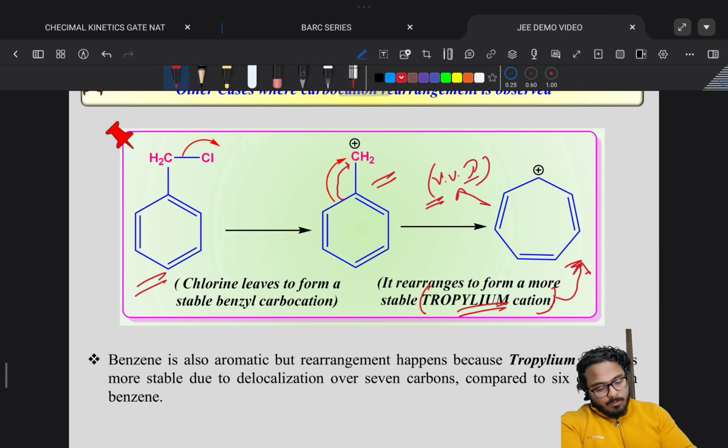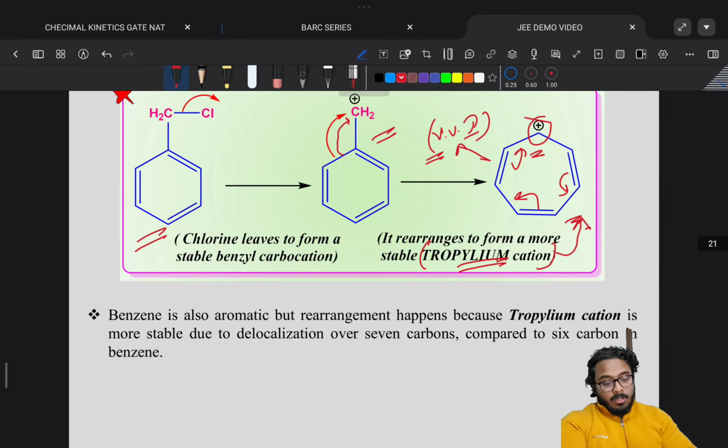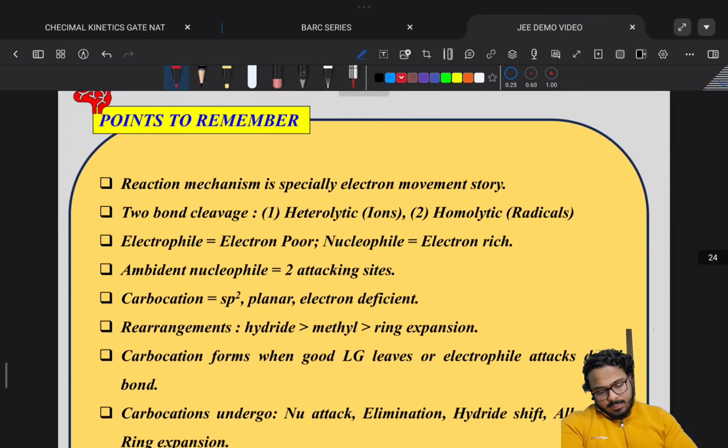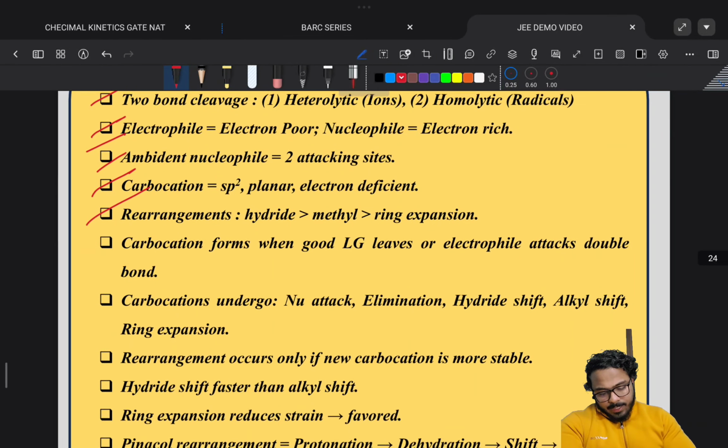Why is this stable? Because it is delocalized by resonance, because the electrons are delocalized. The tropylium cation is more stable than the benzylic carbocation. Remember these 2 points, this will help you solve questions in the exam. You can just read it, this is very important.